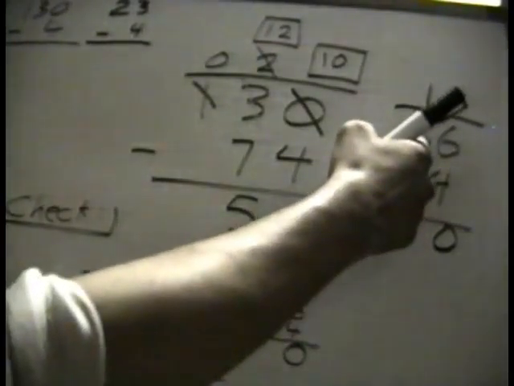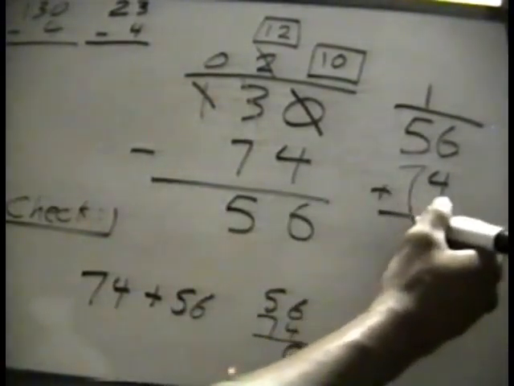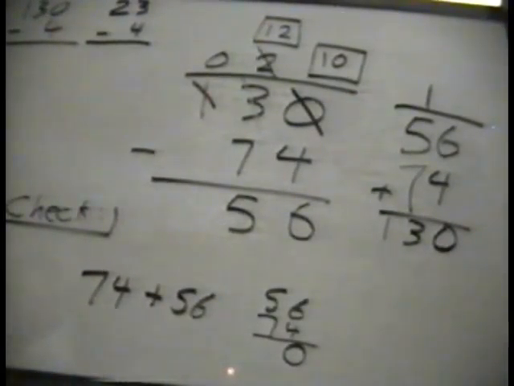above it. Okay, now you're going to add that 7 plus 5 plus 1. Or 7 plus 6, which is 13. Okay, so that is correct. 74 plus 56 does add to give us 130.